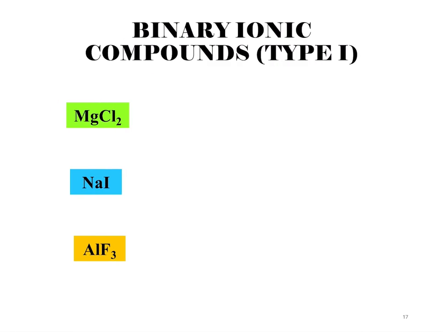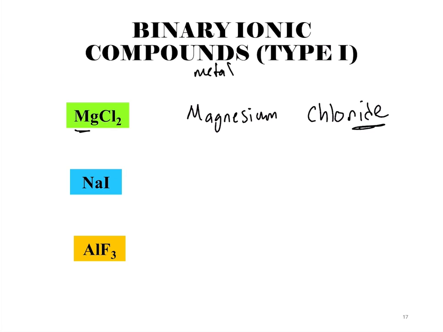Okay, so for these, what would we name this first element? What do you guys think? Magnesium chloride, because magnesium, the metal, always goes first, and then the anion is chloride. We replace the ending of chlorine with chloride. Let me write that a little bit better. Chloride. We put the metal first, and then we have the anion plus ide.